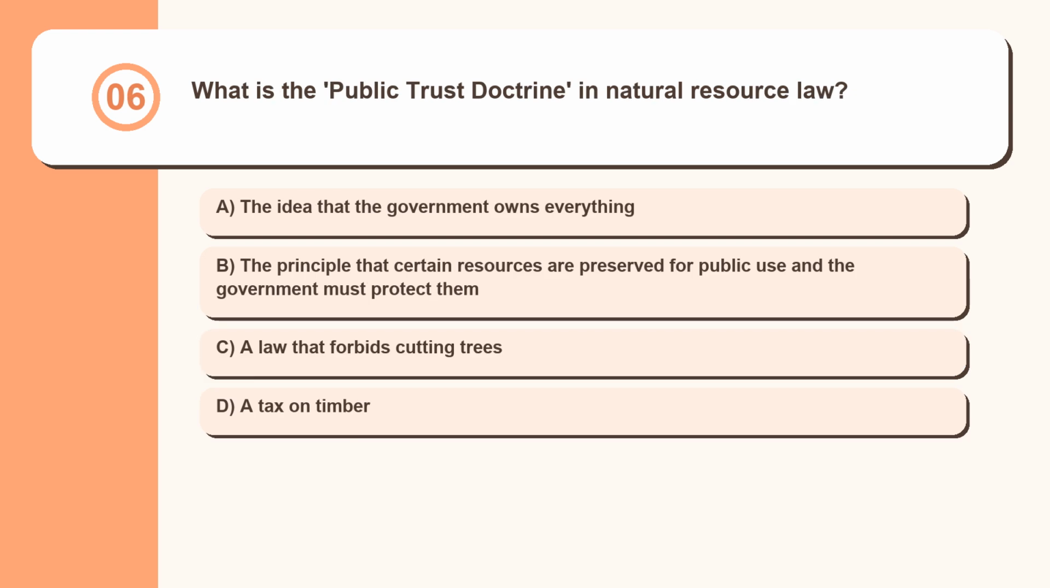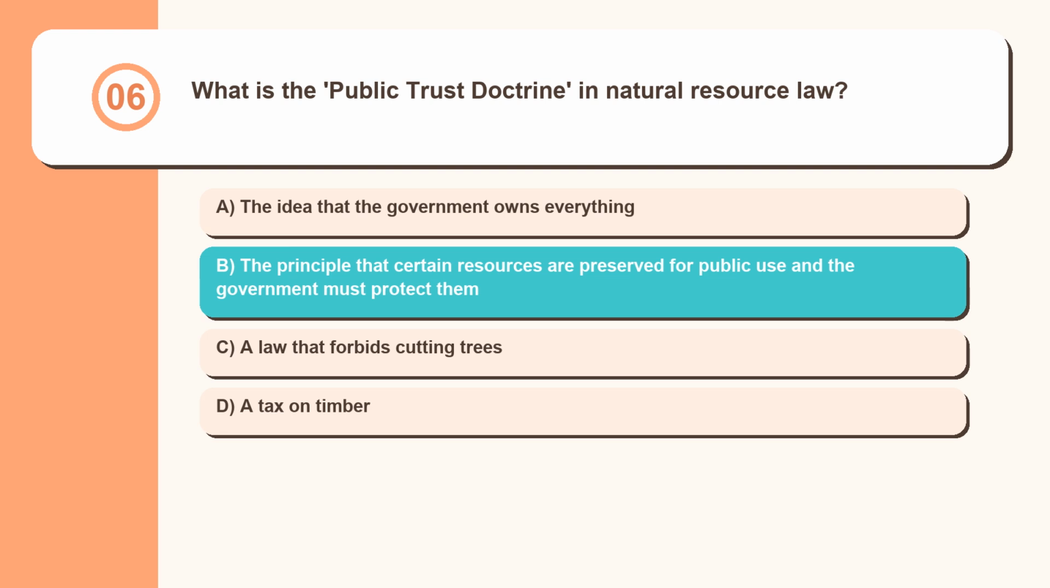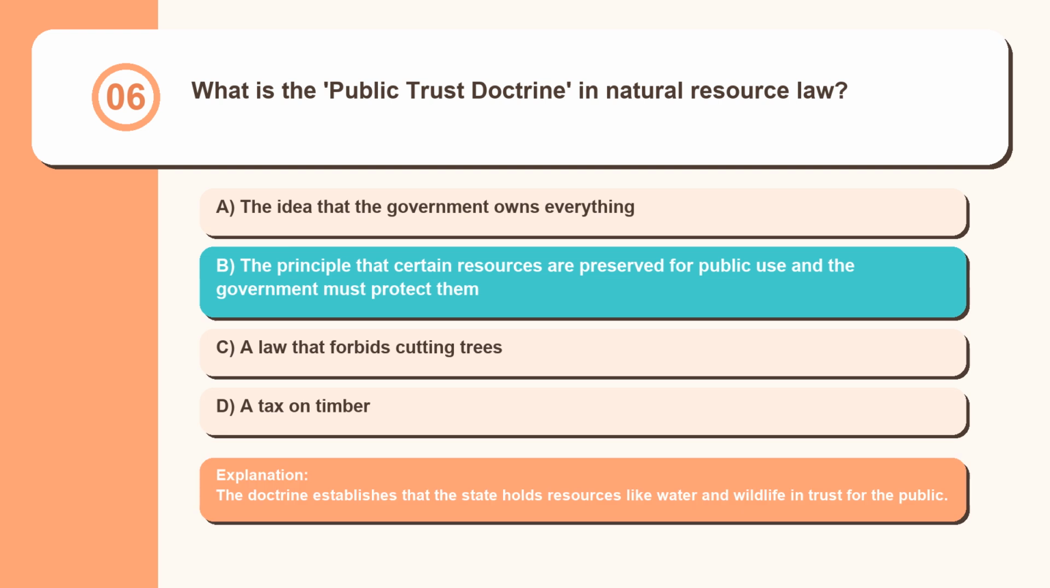Question 6. What is the public trust doctrine in natural resource law? The idea that the government owns everything. The principle that certain resources are preserved for public use and the government must protect them. A law that forbids cutting trees. A tax on timber. The doctrine establishes that the state holds resources like water and wildlife in trust for the public.